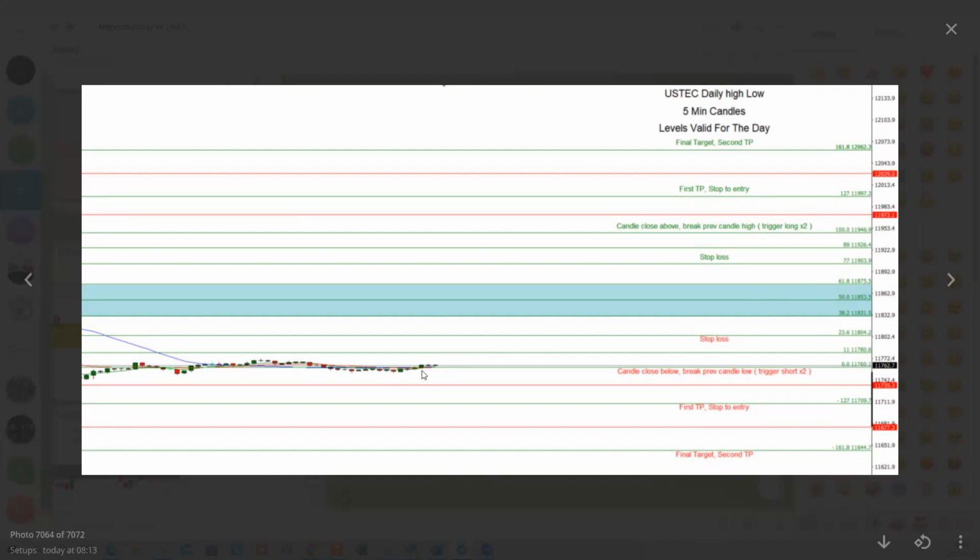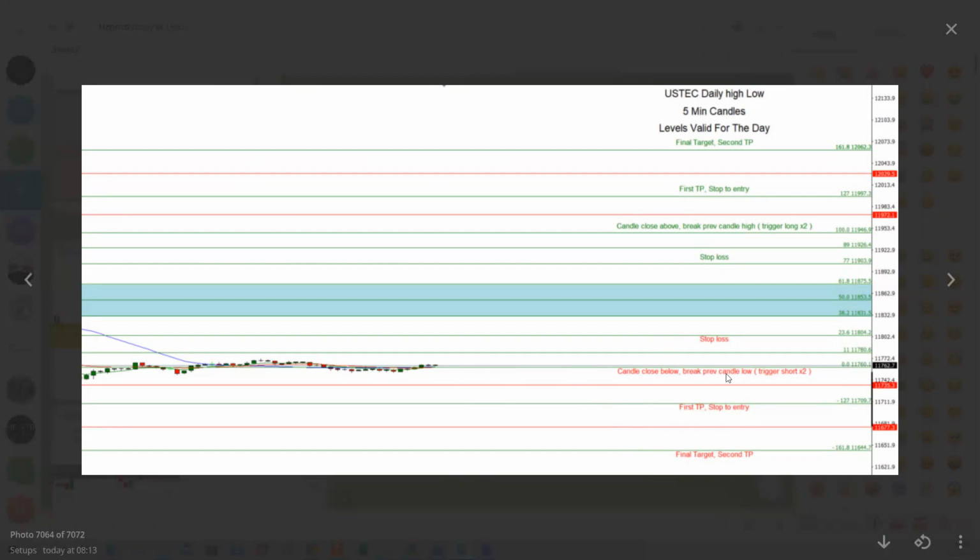You can just see 8 and 21 basically on top of each other. But it does look like 8 is slightly above 21. If trend is down, we get a valid trigger for a short here below zero. So meaning candle close below zero, break previous candle low to aim for the minus 127 first TP, minus 161.8 second TP, and stop loss being at the 23.6.